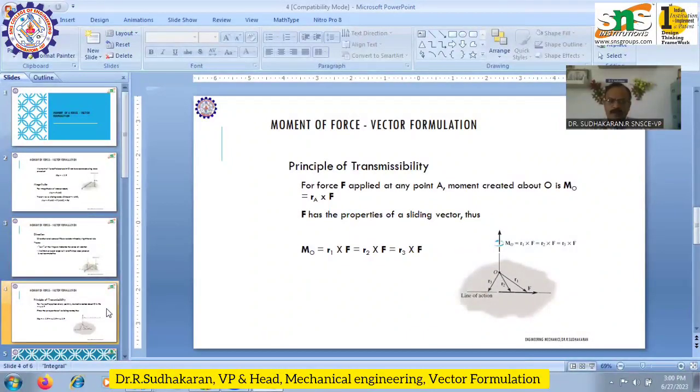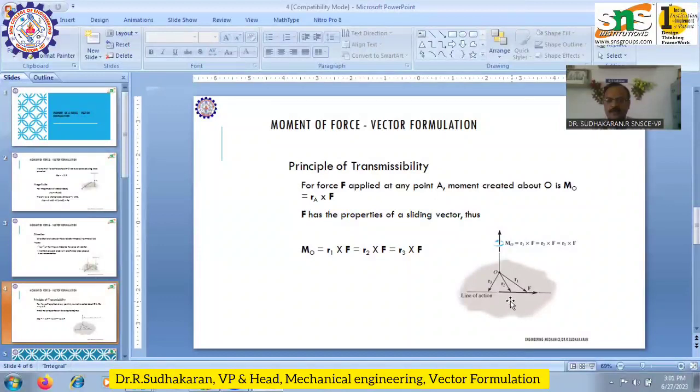Now, using the principle of transmissibility, the force applied at any point can be transferred to any point along its line of action. So for a force F applied at any point A, the moment created about O is nothing but R, the position vector RA, cross the force vector F, and the force has the properties of a sliding vector. Thus we can write MO equal to R1 cross F, equal to R2 cross F, equal to R3 cross F, since this force can be transferred to any point along its line of action.